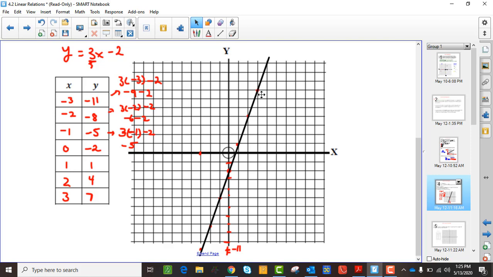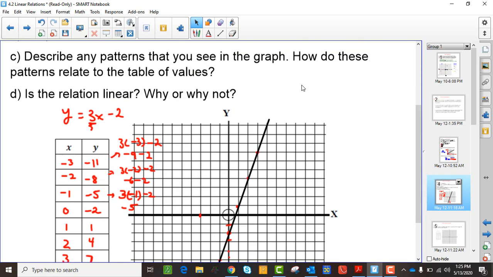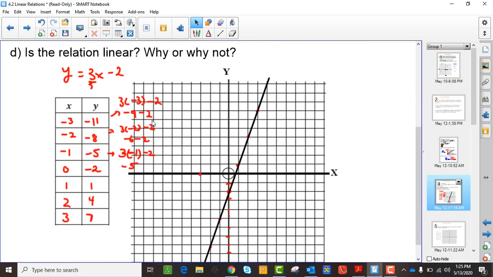Okay, and it would keep going. So 1 and then 3. You'll notice there's another point up here. I haven't got that in my table, but at 4, we can see it would be at 10. Okay, and then the question says, is the relation linear? And the answer is yes.